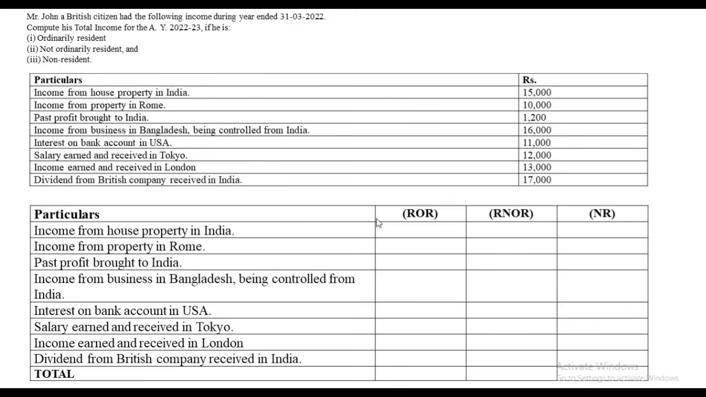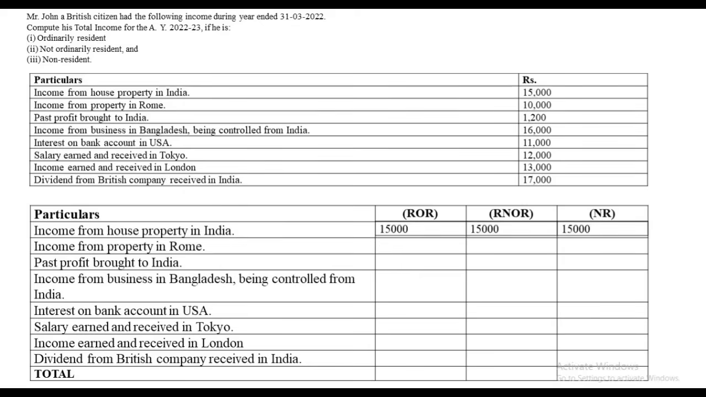If it's an Indian income, everyone pays. Control from India, first two people. Foreign income, first person. Agricultural income in India, no one pays tax. Past untaxed profit, no one pays tax. So based on those rules, let us see. First, income from house property in India. Since it's in India, everyone will pay tax. The amount is 15,000, so 15,000 will appear in all the three columns.